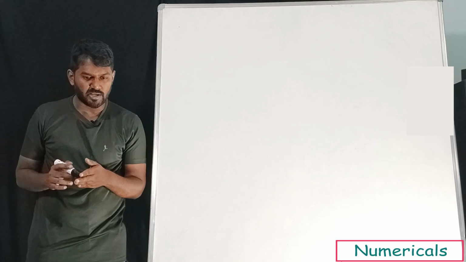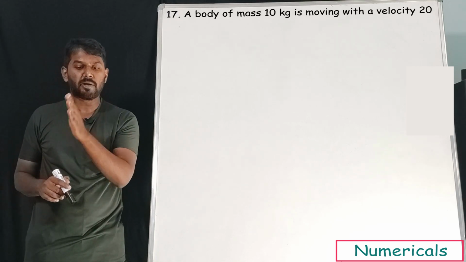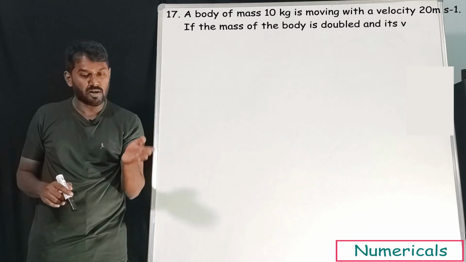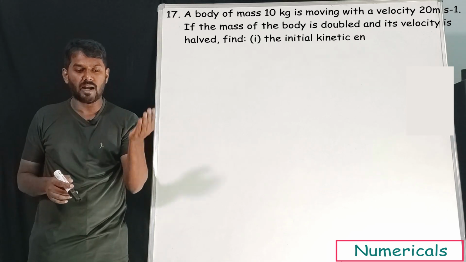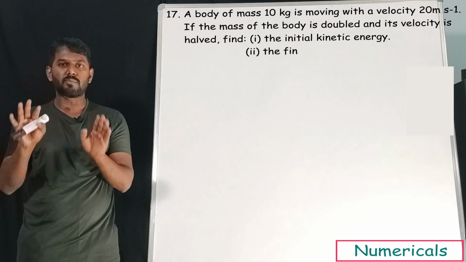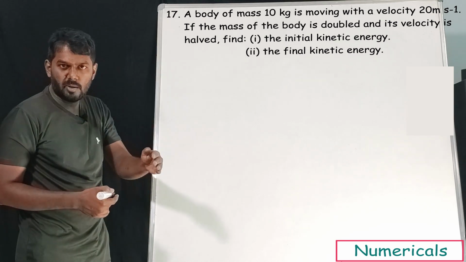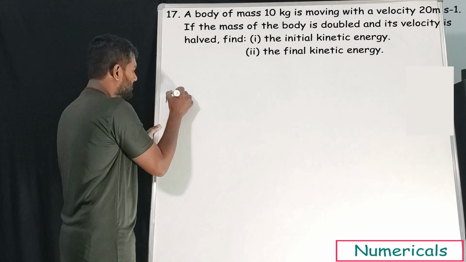Question number 17. A body of mass 10 kg is moving with a velocity of 20 meter per second. If the mass of the body is doubled and velocity is halved, find its initial kinetic energy and final kinetic energy. Very simple question. If you know the concept, the formula, then we'll get the answer directly.